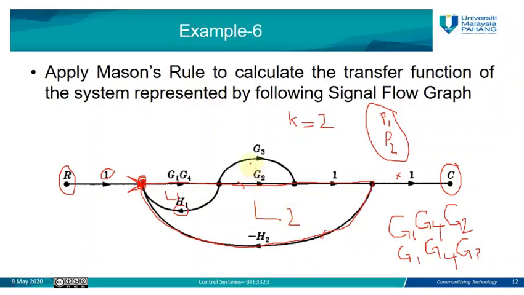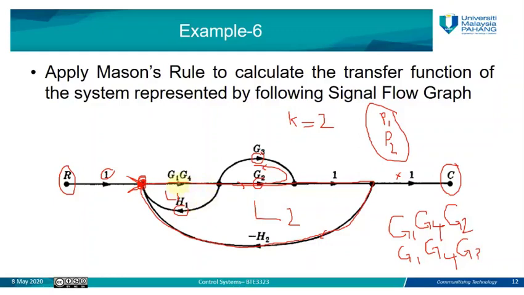Why is this not a loop? Because the arrow directions here are opposite. We cannot say it goes there, because this arrow is opposite to that arrow. A loop should be closed, starting from one node and ending at the same node. So we have two loops here, and the gain of a loop can be found by the product of the gains of the branches of the loop.